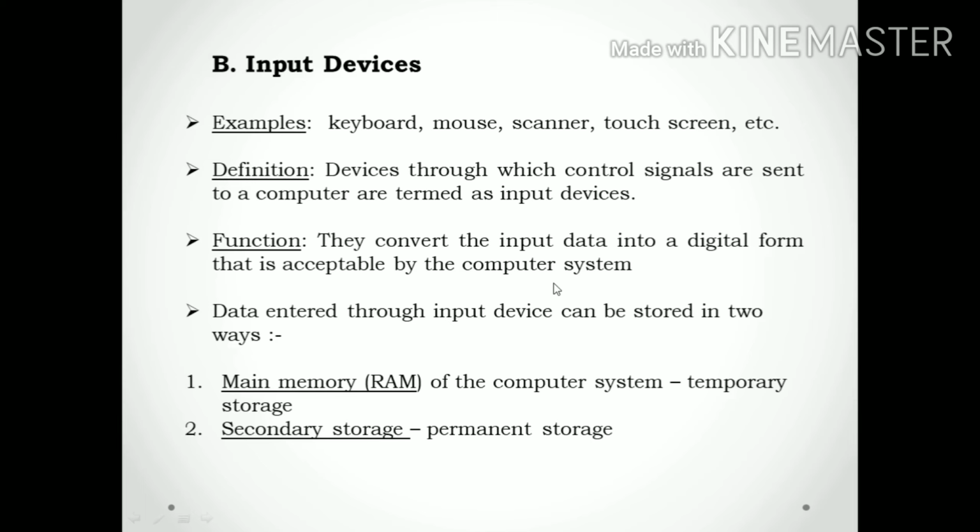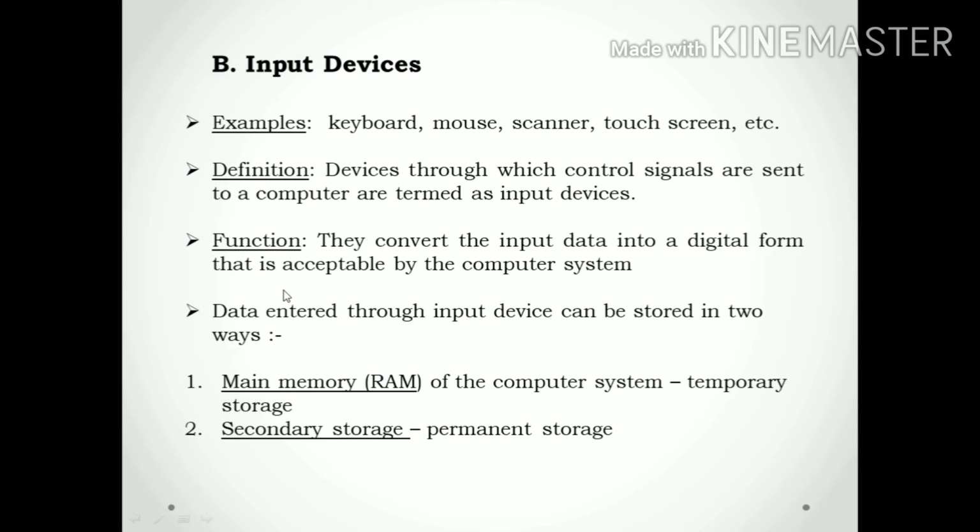Okay, so the biggest river in the world, and that is in human language. I am asking which is the biggest river or largest river in the world. So this can't be understood by the computer system because it's in the human language. So what does the input device do? The input device will convert the input data, which is in the human language form, into digital form. So unless it is done, the computer system cannot understand. Okay, so this is a function of the input device.